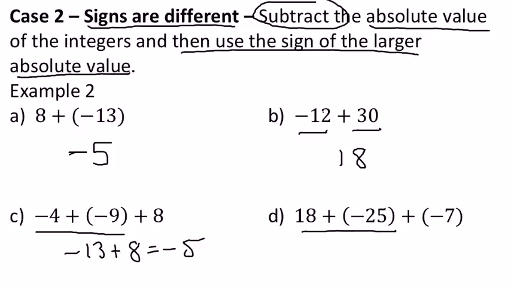The last problem, start with 18 plus negative 25. Signs are different, so we subtract. 25 minus 18 is 7. 25 is bigger, so that makes it a negative 7. So now we have negative 7 plus a negative 7. Signs are the same, so we add them together and make it negative, so it's negative 14.